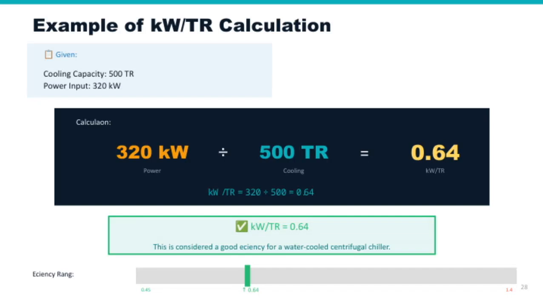Let's take a closer look at efficiency in a water-cooled centrifugal chiller. Here, the key measure is kilowatts per ton of refrigeration, or kW per TR. In this example, the chiller delivers 500 tons of cooling while using 320 kilowatts of power. When we divide power by cooling capacity, we get 0.64 kW per TR. This number tells us the chiller is running efficiently, a solid benchmark for this type of equipment. It's a quick way to gauge performance at a glance.